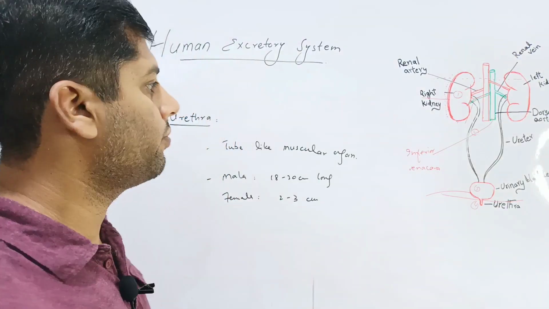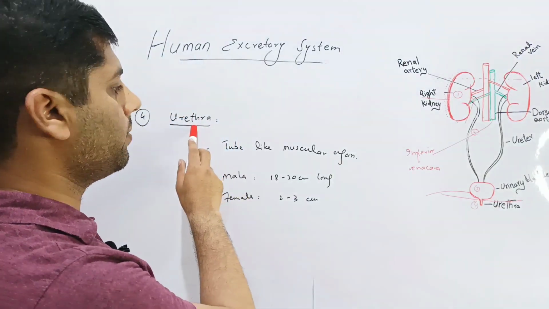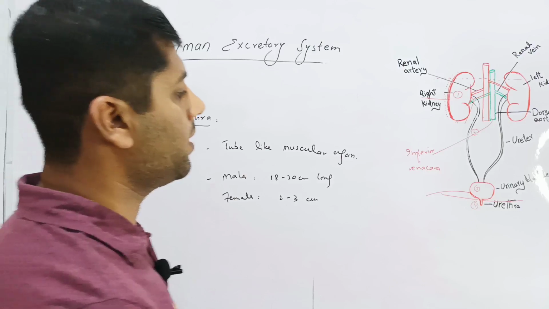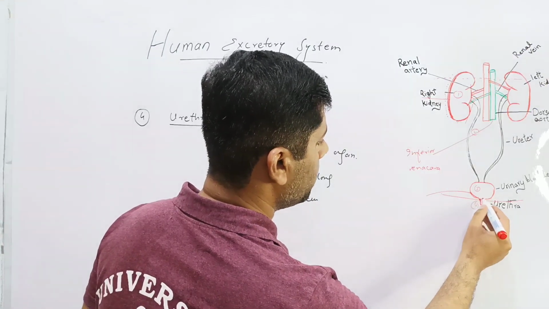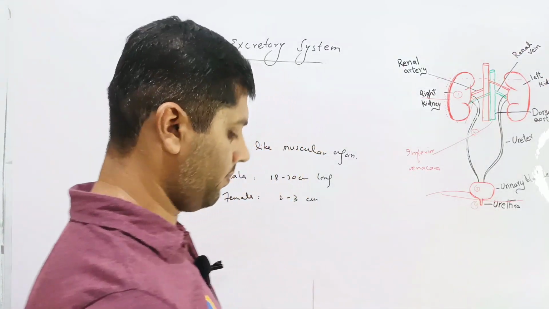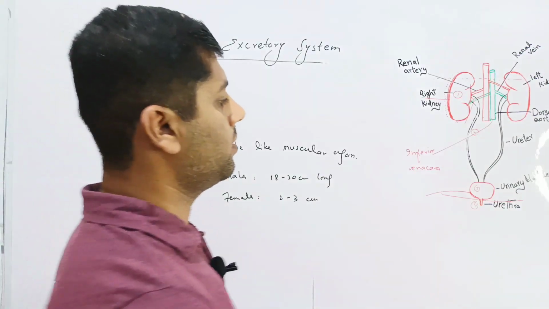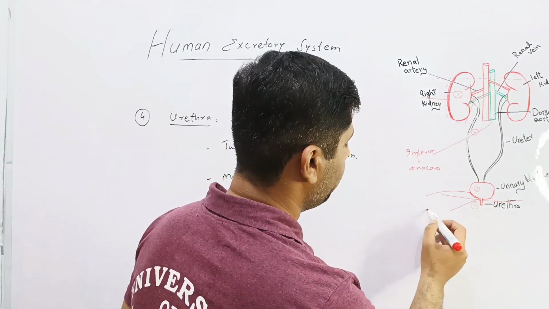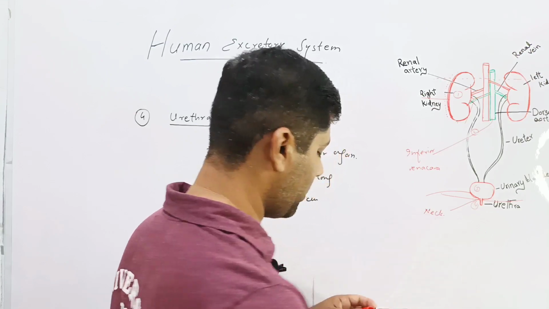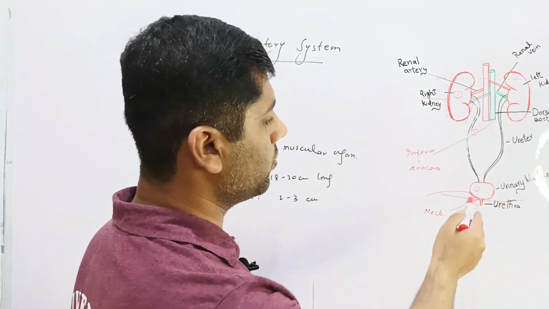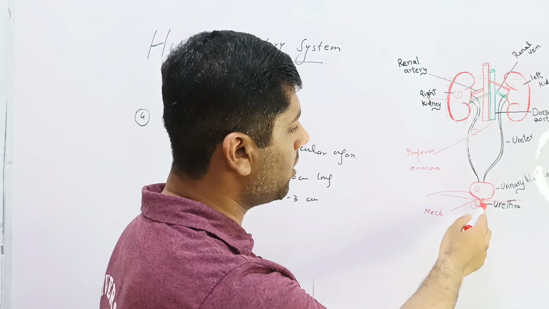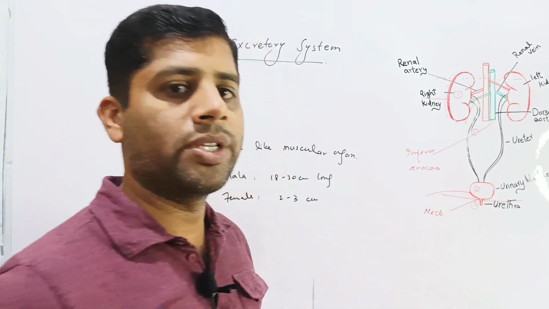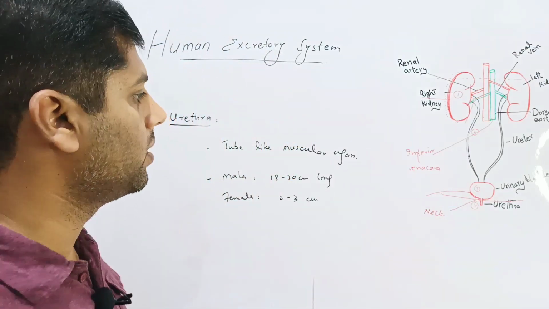The last component of the human excretory system is the urethra. It is a tube-like muscular organ which emerges from the neck of the urinary bladder. This is called the neck of the urinary bladder. It emerges from the neck of the urinary bladder and removes urine stored in the urinary bladder to the outside environment by the physiological process called micturition.